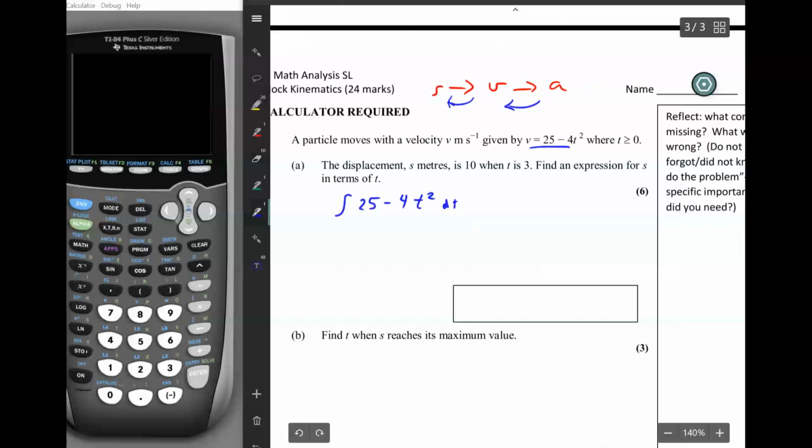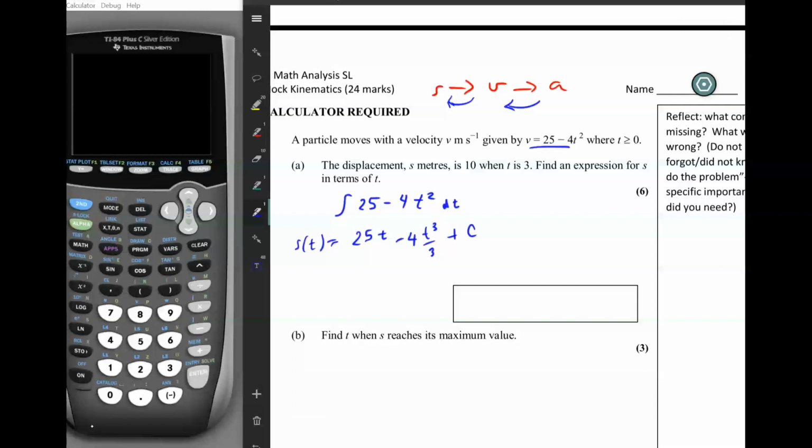So we write out the integral, and when we do the integral of 25 minus 4t squared, the integral of 25 is just 25t. The integral of t squared is t cubed over 3. And then we leave the negative 4 in front of it, so it's negative 4t cubed over 3. And we've just taken the integral, so we get this function plus c. Okay? And that would be the displacement function as a function of t.